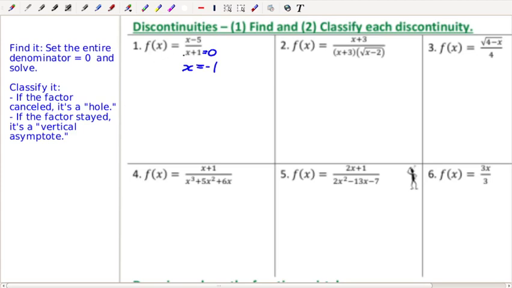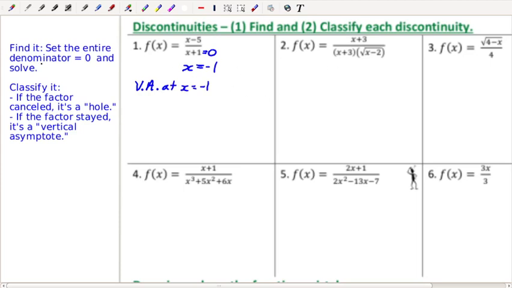And we can't cancel the x plus 1 from the top to the bottom because we don't have an x plus 1 in the numerator. So it stays, and if the factor stays, it's a vertical asymptote. So we have a vertical asymptote. I'm going to abbreviate that VA at x equals negative 1. And that's it. You found it. You're done. Let's take a look at number 2.